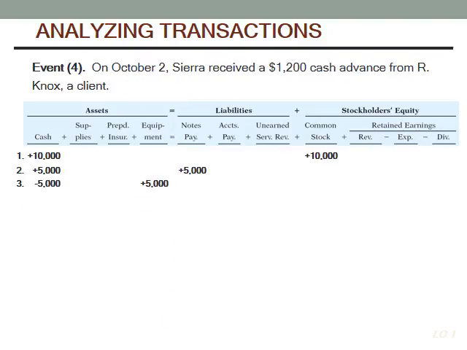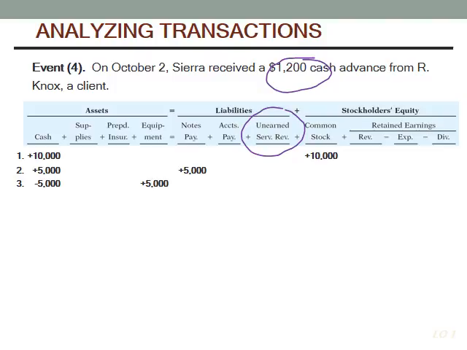All right, event 4. On October 2nd, Sierra received $1,200 cash in advance from Knox, a client. All right, so focus on cash here. Cash went up. But what happened? We received cash in advance from a client. That means that we owe our services, right? That's that tricky account called unearned service revenue, a liability.